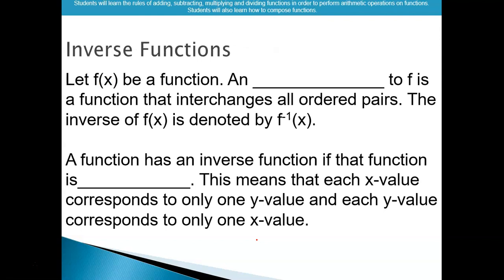So the last thing we need to talk about are inverse functions. f is a function, and the inverse to f is a function that interchanges all ordered pairs. The inverse of f of x is denoted by f to the negative 1 of x. Basically what happens is, if the first ordered pairs were x, y, then in the inverse, the ordered pairs are going to be y, x. So in order to find your inverse, you're going to switch your x's and your y's.